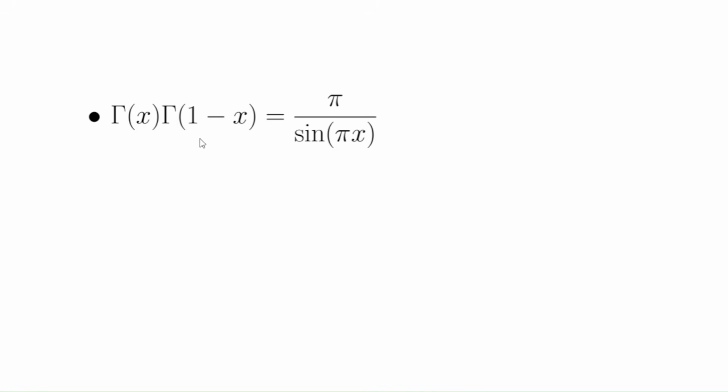Now think about what this says in terms of factorials. Remember, gamma of x is really x minus 1 factorial. And gamma of 1 minus x is going to be 1 minus x minus 1 factorial, but 1 minus x minus 1 is really just minus x. So this formula says x minus 1 factorial times negative x factorial is equal to pi over sine of pi x. Now, of course, both sides are undefined when x is an integer, but even when x is not an integer, these are equal.